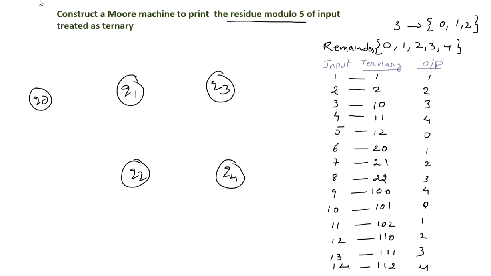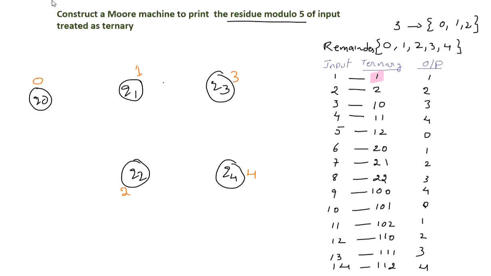Here are the 5 states. If the machine halts at Q0, the output is 0, that is the remainder. When the machine halts on Q1, the output is 1, that means the remainder. When the machine halts at Q2, the output is 2, that is the remainder. When the machine halts at Q3, the remainder is 3. When the machine halts at Q4, the remainder is 4. Now, by seeing this information, we can draw the transitions.